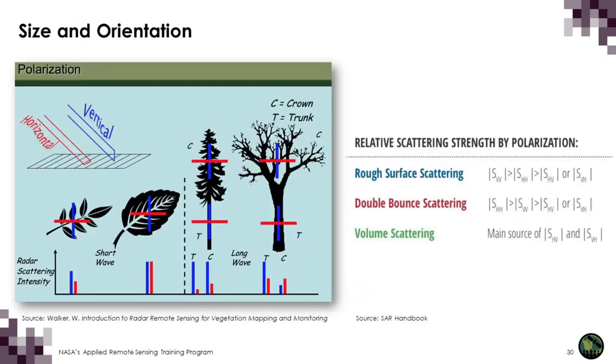And finally, size and orientation. The polarization of the signal will interact with the components on the land surface that are oriented in the same way. So a vertically polarized signal will interact with vertical components of the land surface. If it's vegetation, it'll interact with the vertical components of the vegetation. That would be primarily the trunk, or if it's a leaf that's angled, the vertical component of that leaf. And the same case for horizontal.